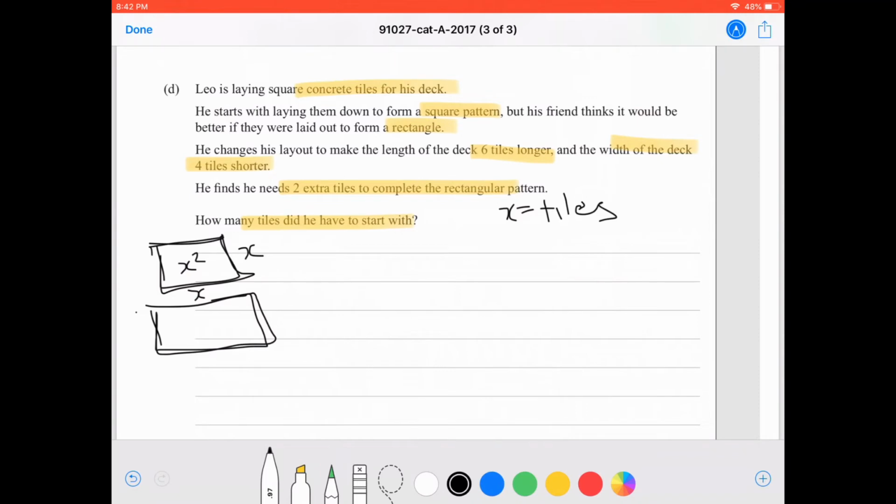Now for the rectangle, he changes his layout to make the length of the deck 6 tiles longer and the width 4 tiles shorter. So the length is x plus 6 and the width x minus 4. Okay, and now what do we do with this information?